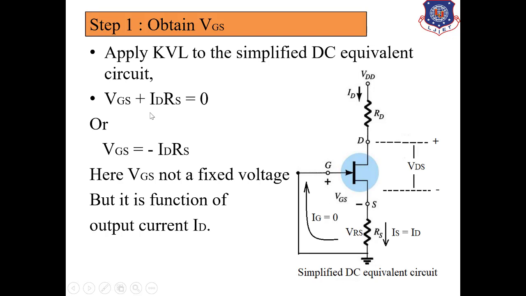Simply you can apply KVL to the simplified DC equivalent circuit. VGS plus IDRS equal to 0. This drain current ID is flowing from top to bottom and ID equal to IS. We are assuming here ID equal to IS. So through RS, the current which is flowing is named as ID. So VGS plus IDRS equal to 0.